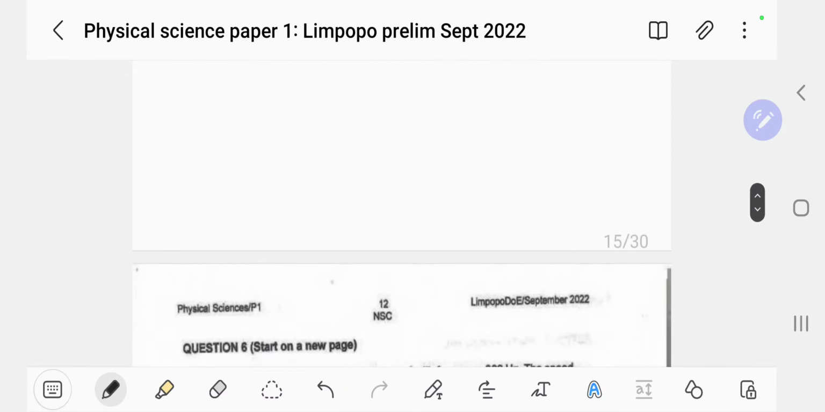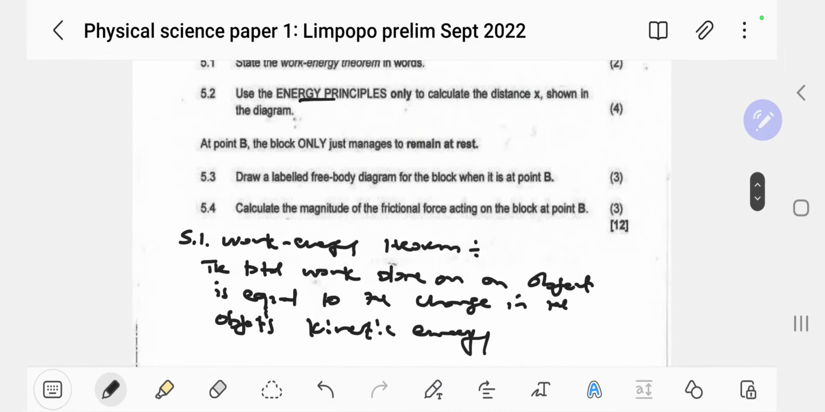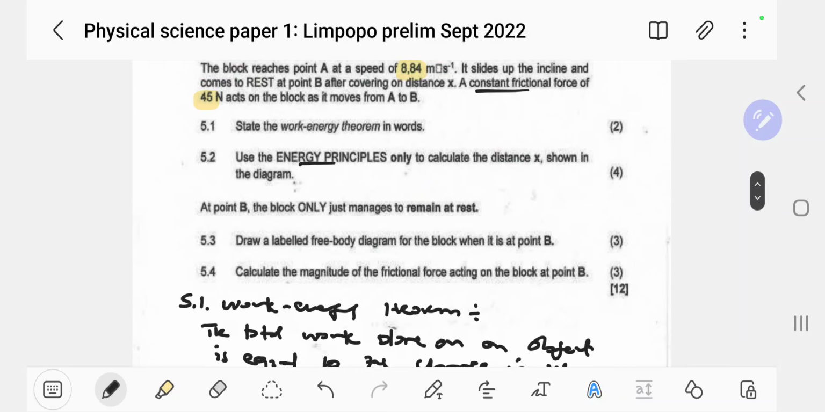Maybe I should just write the spaces. I don't want to be left behind.